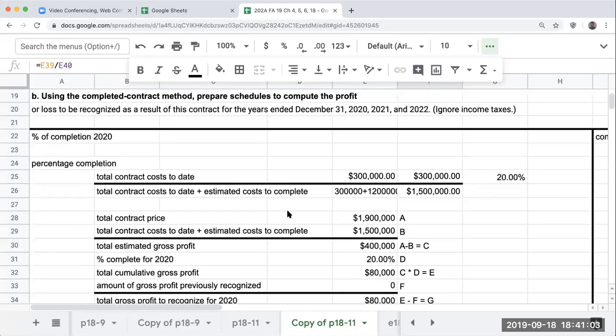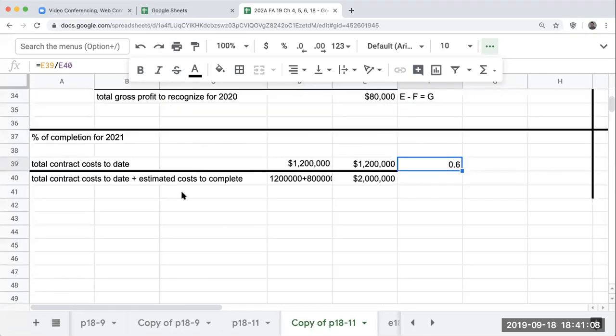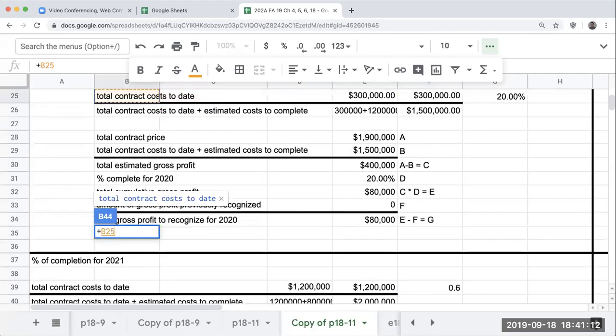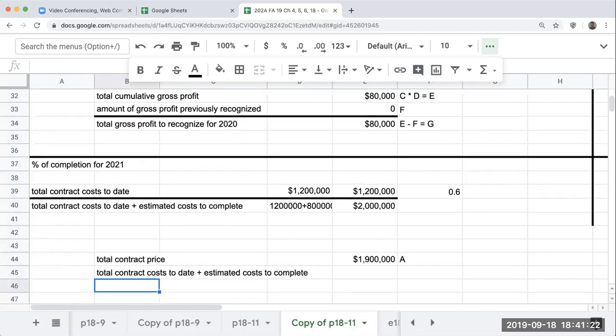Okay. Now, for this particular question, our total contract price is still going to be 1.9 million, which has not changed. Okay. And our total contract cost to date plus the estimated cost to complete is going to be 2 million, and this is going to be H.